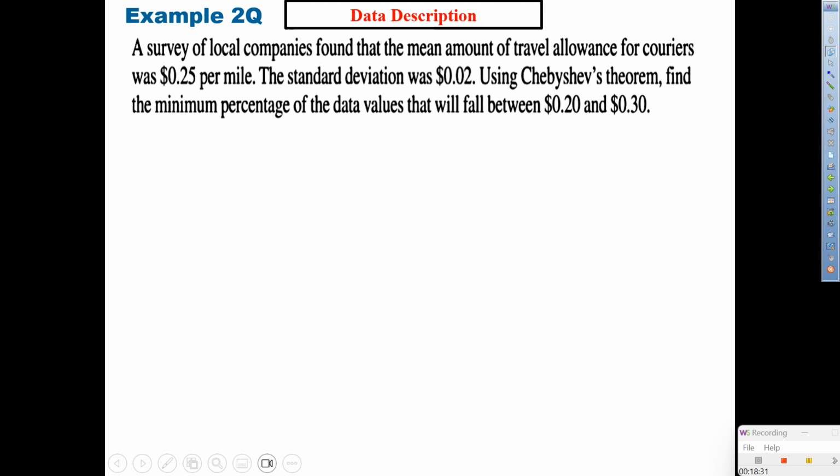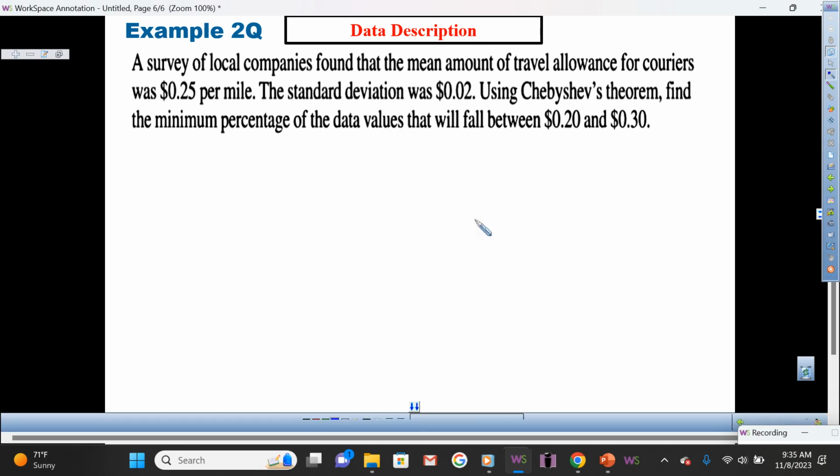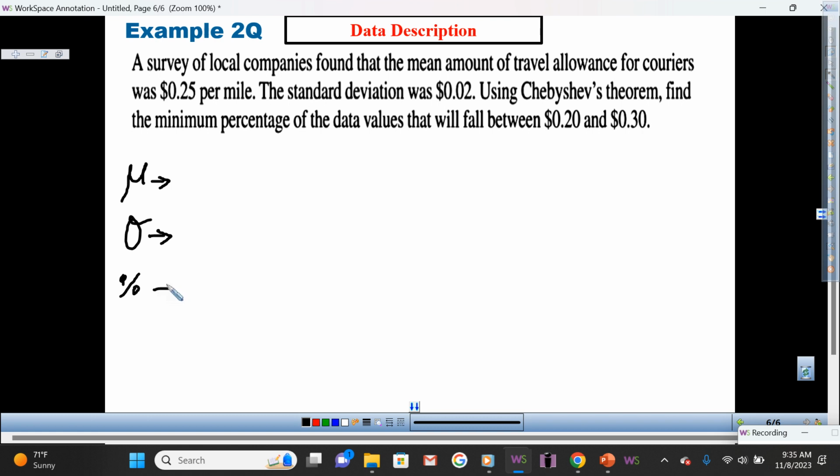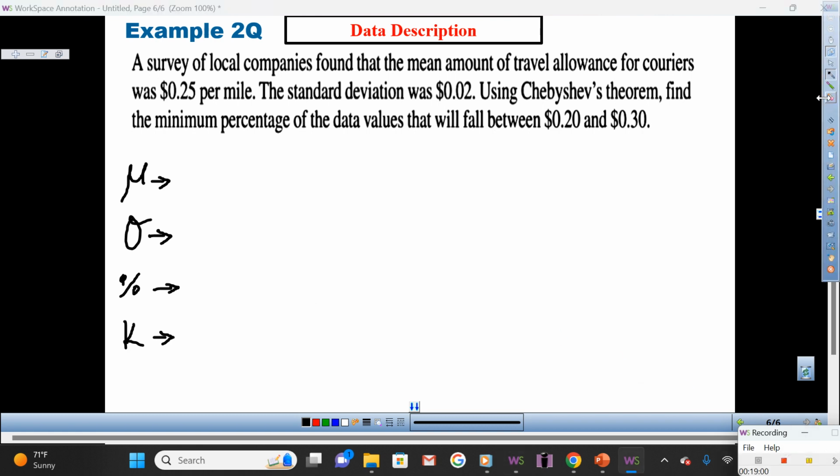Example 2Q. On your paper, write example 2Q. And of course, we're going to write our values here. Mean, standard deviation, percent, and K. I'll give you some time for that. So, what information do they give us? What is the mean? The mean is 0.25.